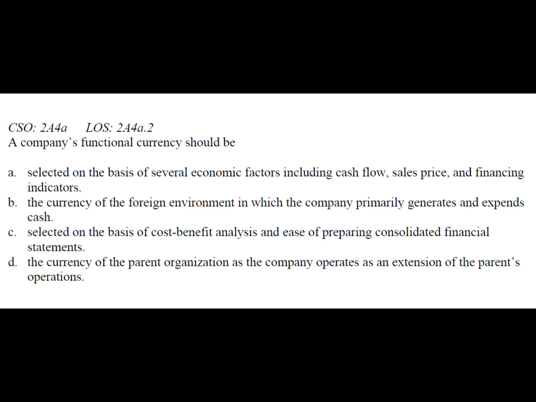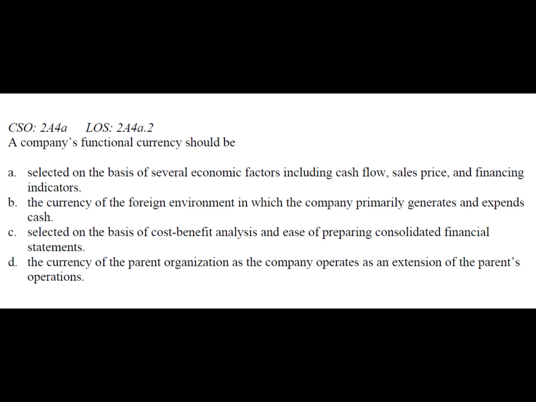Incorrect. Although this describes an important consideration, it focuses mainly on cash flows and ignores other relevant indicators such as sales prices and financing activities. C. Selected on the basis of cost-benefit analysis and ease of preparing consolidated financial statements. Incorrect. Functional currency is based on economic substance, not administrative convenience. D. The currency of the parent organization as the company operates as an extension of the parent's operations. Incorrect. The parent's currency is not automatically the functional currency unless it is supported by the underlying economic factors.